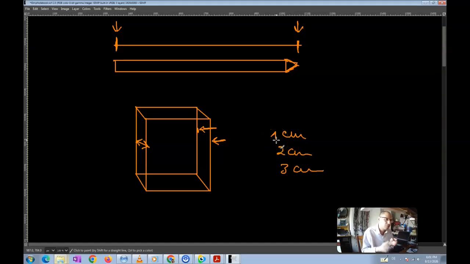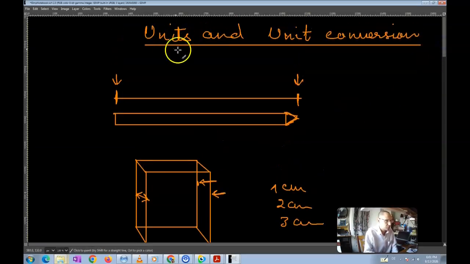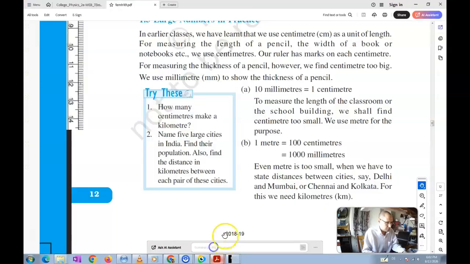So what we do with units is that we use them in order to measure things. For example, measure the length of a pencil, or the length of a road, or the length of a path from your home to school. Measure the weight of some object, anything like that, right? So we want to do things like measuring the length of a pencil, the width of a book or notebook, and we use some unit in order to do that.